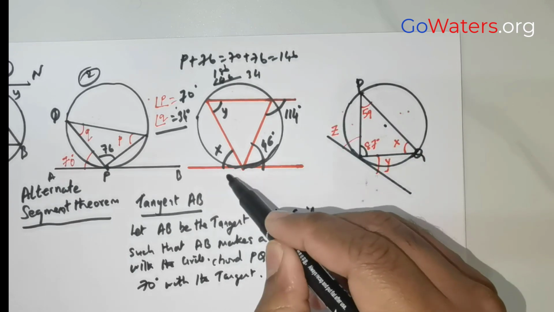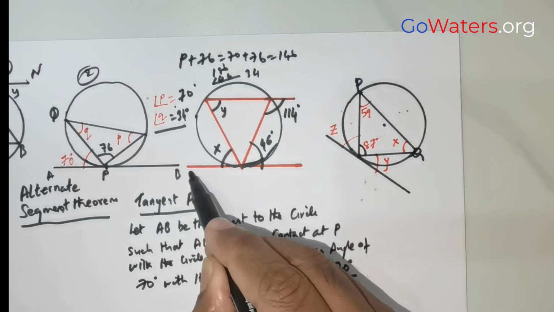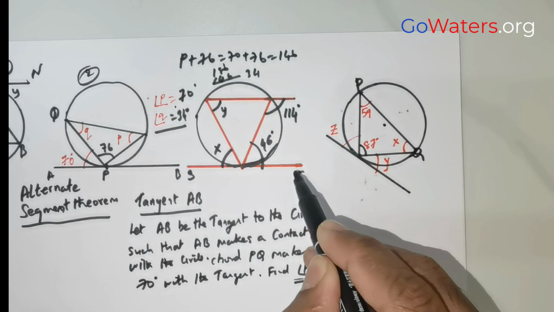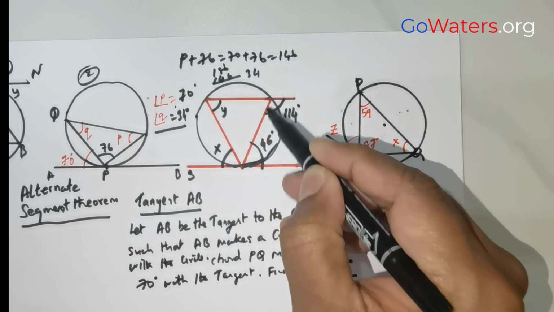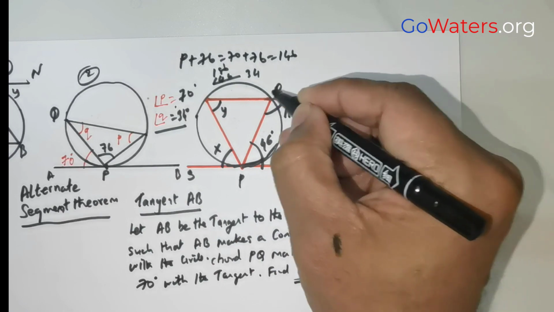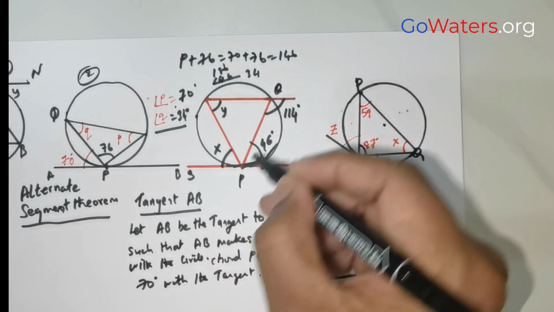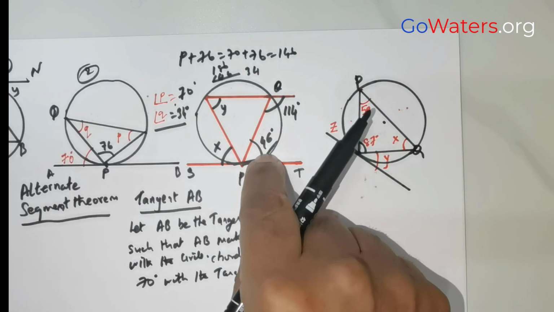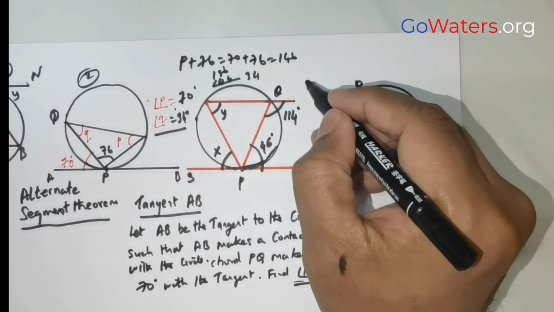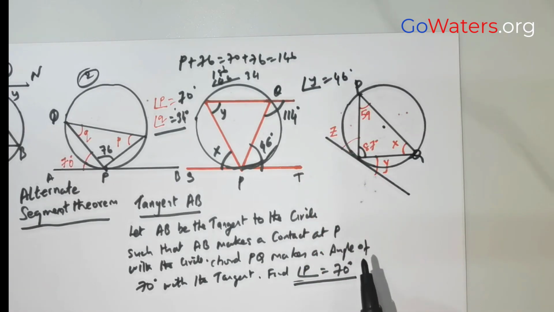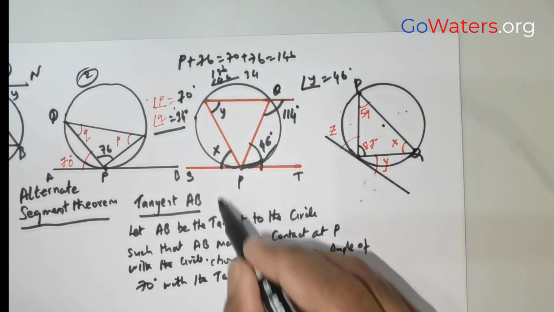So in this case, you can clearly see, if I take ST to be the tangent, it is making an angle of 46 degrees with the chord, say PQ. There is an angle being made by the tangent with the chord PQ, and that angle is 46. So this angle will be the same as the angle inside. So that's going to be Y is equal to 46 degrees. That's fine. So I've got the value for Y, and now I need to get the value of X.